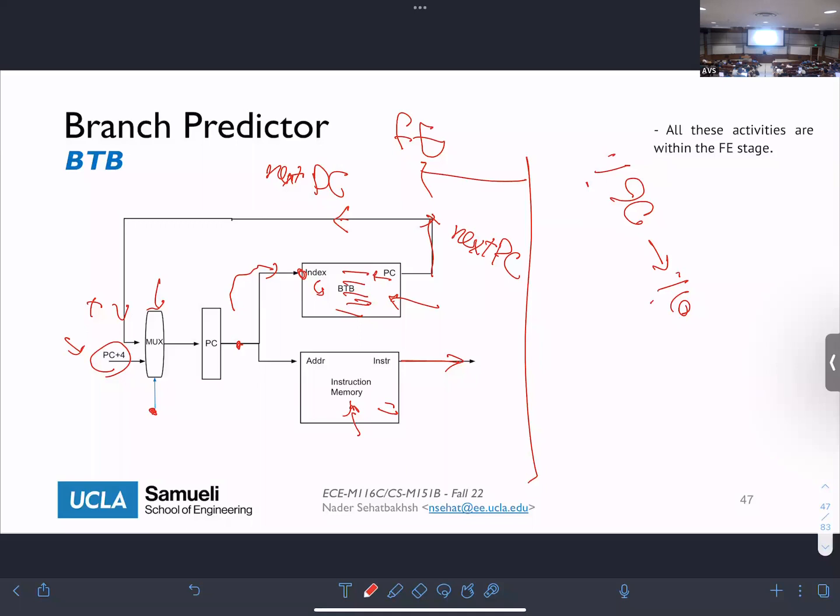Does the BTB also store whether or not the branch was taken? So the question is, does the BTB also say whether or not this branch is taken? We will talk about the dynamic case later. For now, we are only focusing on taken branches, so we always predict that it's taken. If it's a branch, it's going to be taken.